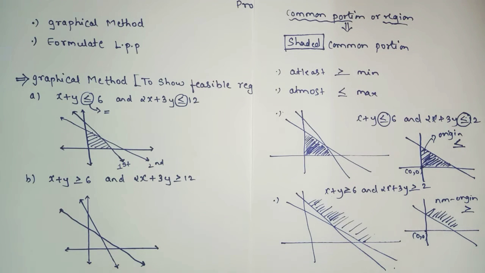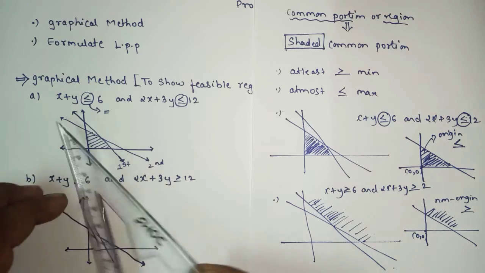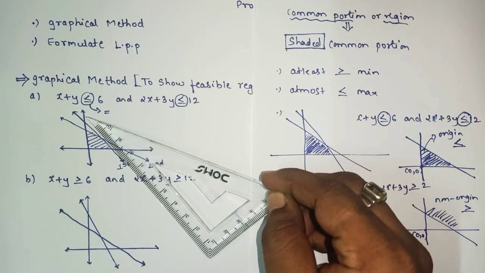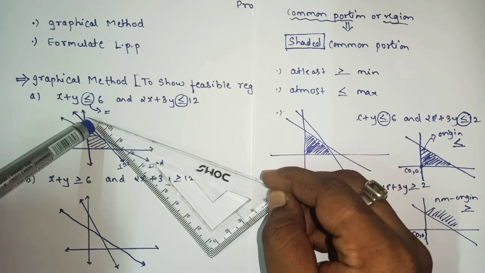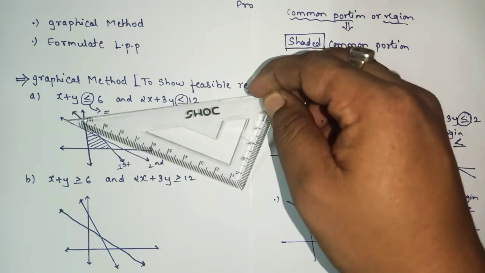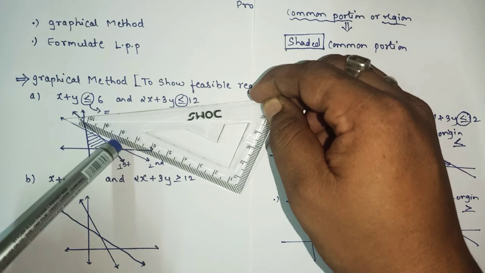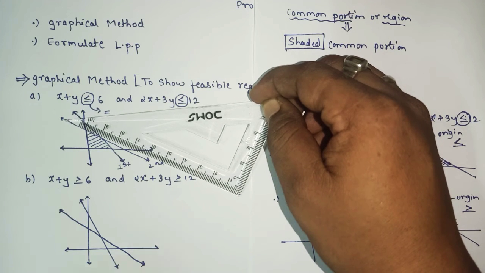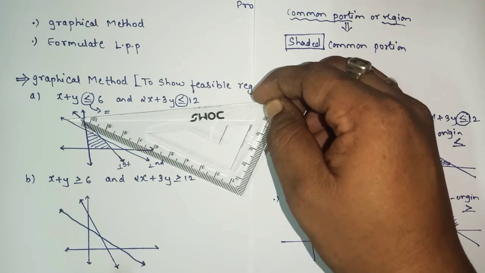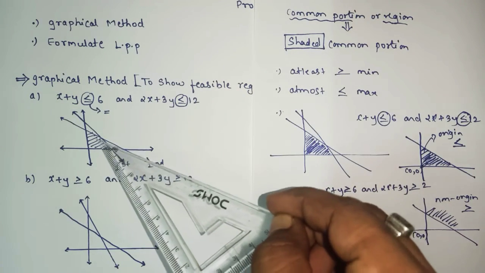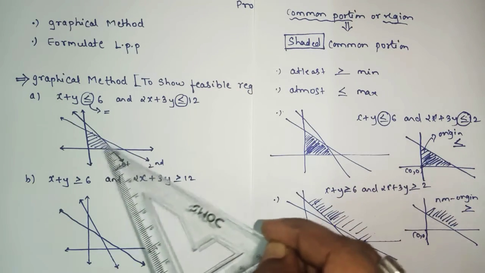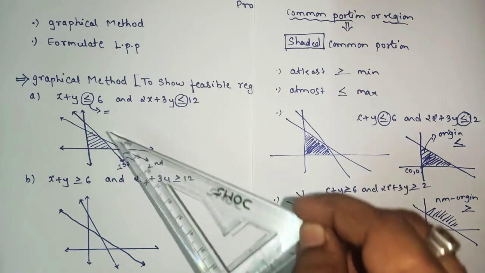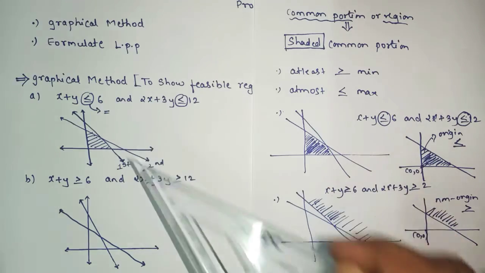Got the point? Once again we'll see the first one. For the first equation, these two regions will come. For the second equation, these two regions will come. So where is the point of intersection of the shaded regions? Can I say this side? The shaded region is touching the origin side. So this is the origin side, and outside the region is known as the non-origin side.